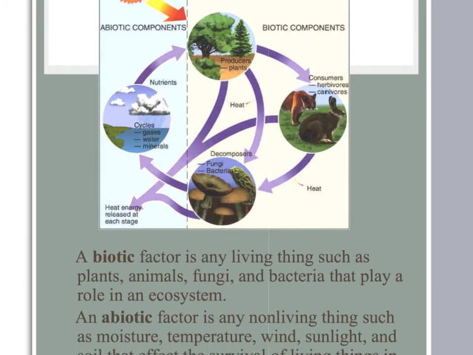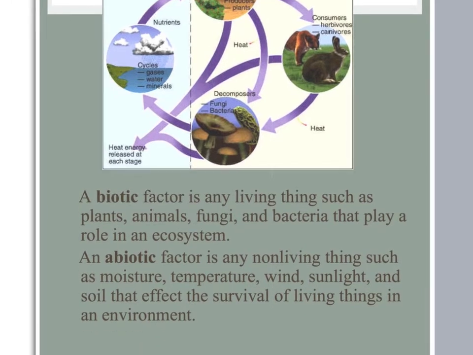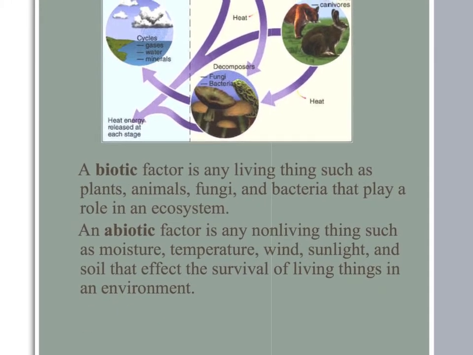Now, we have two different types of factors. We have one that's called biotic, and we have one that's called abiotic. I wonder if you guys remember when we talked about anaerobic, and we put that in front of it, it meant not, right? So, a biotic factor is any living thing. It can be plants, it could be animals, it could be bacteria. Any living thing that plays a role in an ecosystem.